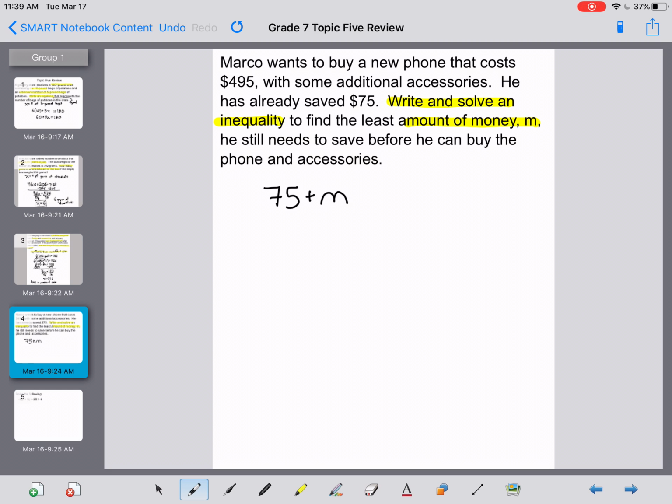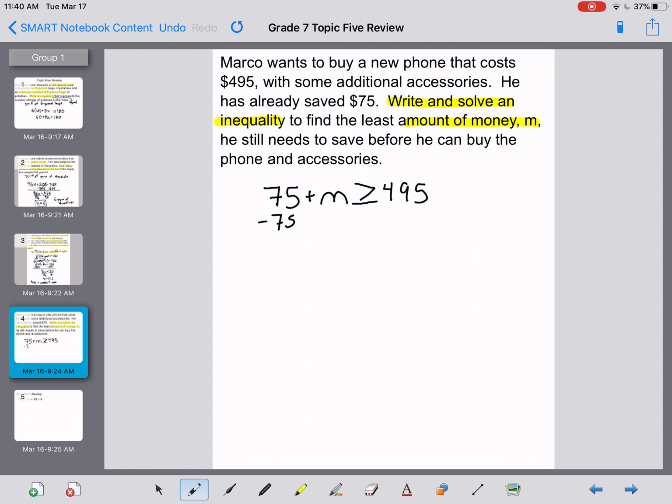Now when I think through this problem, if this is the money that he saved, the phone and the accessories cost $495. So the money that he saves needs to be greater than or equal to 495. It needs to be greater than or equal to so that he has more money in order to buy the phone. So now I'm going to solve this.